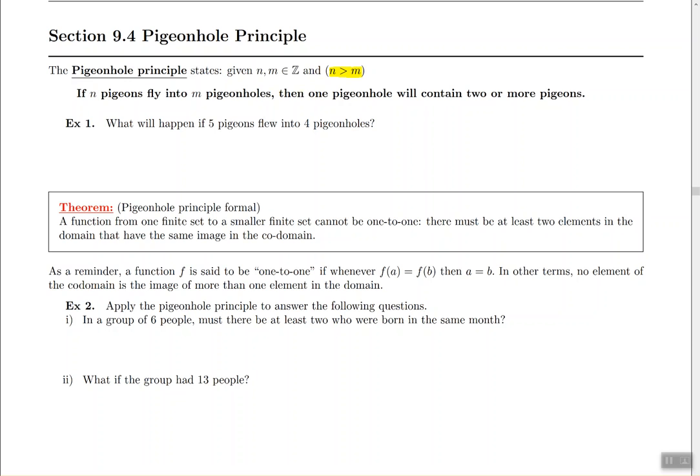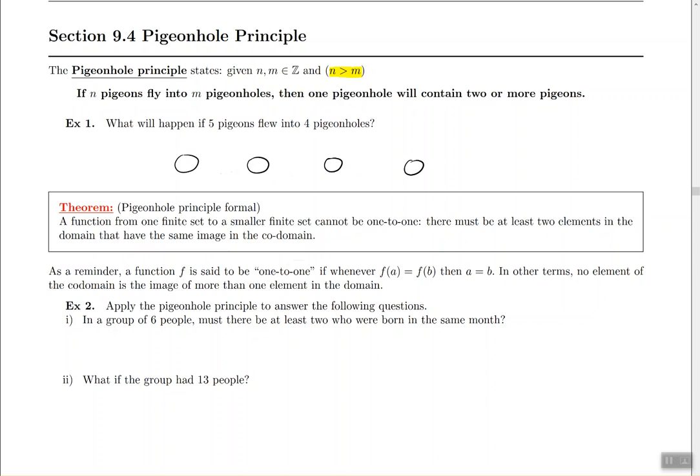So they're talking about pigeonholes and pigeons. So think of pigeons as like birds and pigeonholes are like the houses. So what would happen if 5 pigeons try to land in 4 houses? So here's 1 house, 2, 3, and 4.